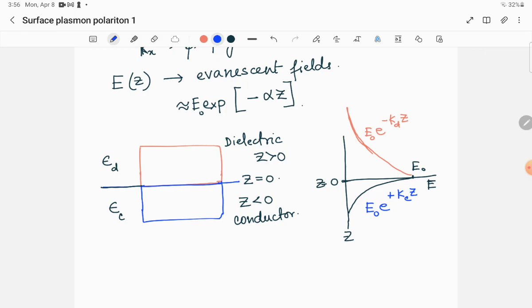The other two parameters that we need to define are the evanescent wave decay constants, which are kc in the conductor and kd in the dielectric. This is how we will define the problem in this situation.